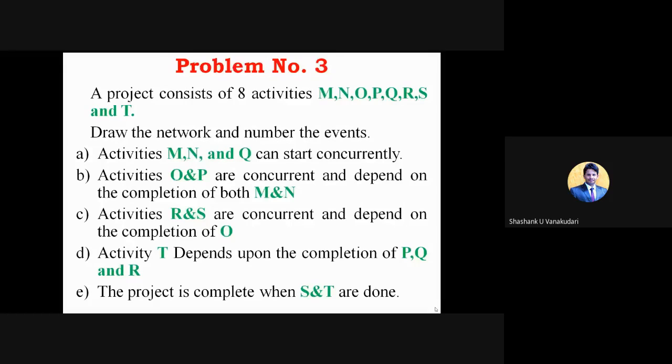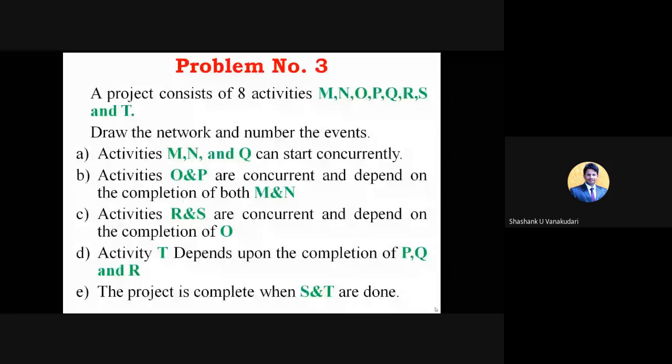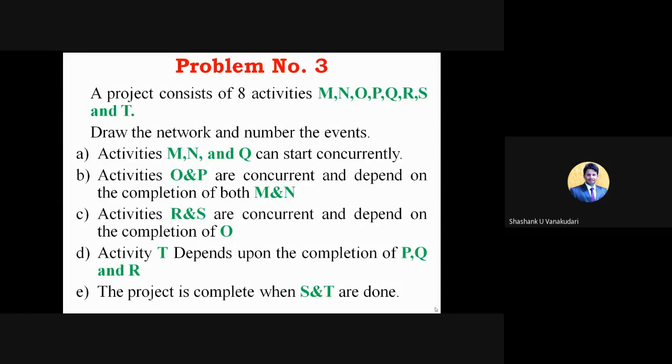So there are 5 conditions that you can see here. We should satisfy these conditions and then draw the network diagram. The first condition is activities M, N, and Q can start concurrently. Means the starting dates of these 3 activities are similar, and they are going to start from the same node.